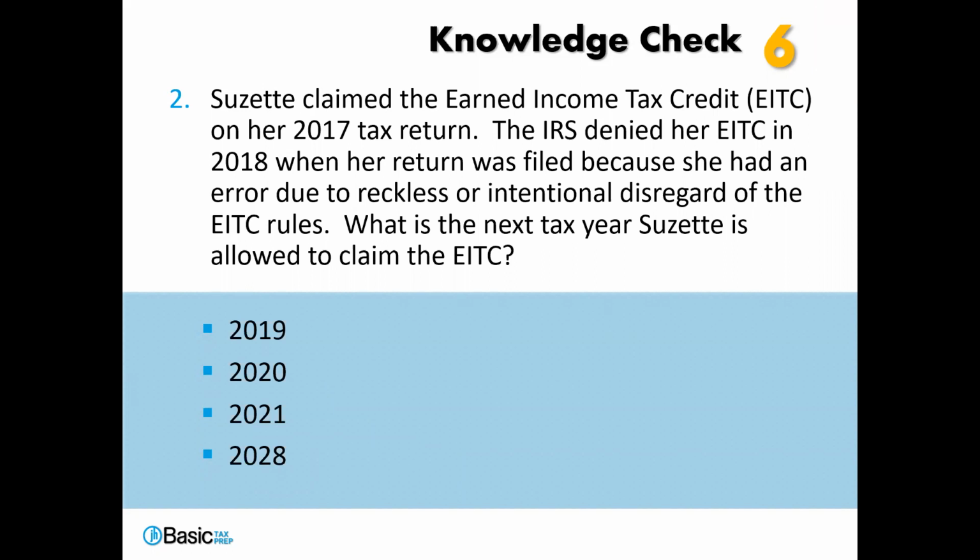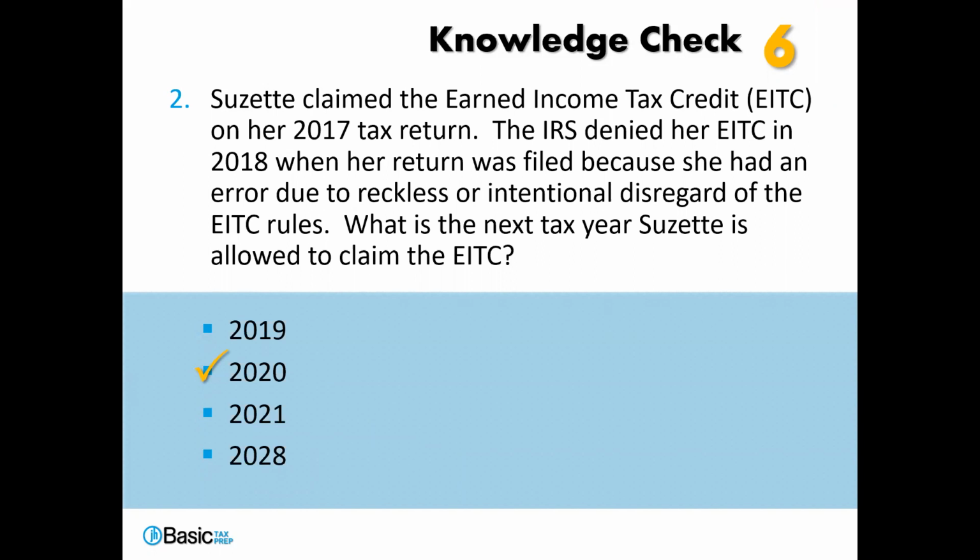So which years are they disqualified? 2017 and 2018. Well, she already did her 2017 return, so she was denied in 2018. And remember, the tax return is done in the following year. So they did it in 2018 for 2017. There was fraud. So she's told she cannot do it for the next 2 years. So she cannot do it for 2018 and 2019. That means the first year she qualifies for is 2020. You see how we get that?